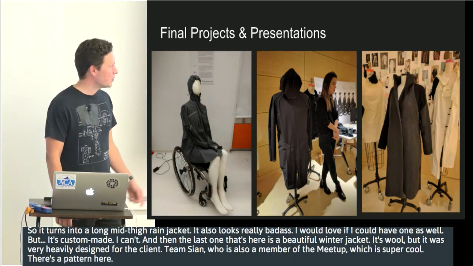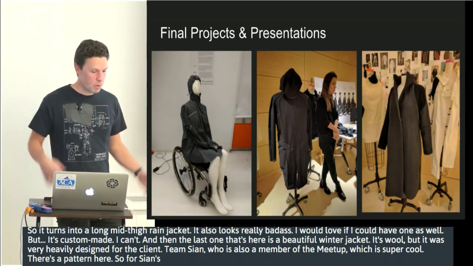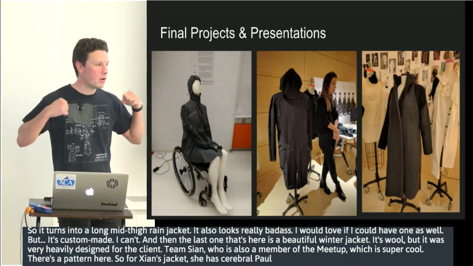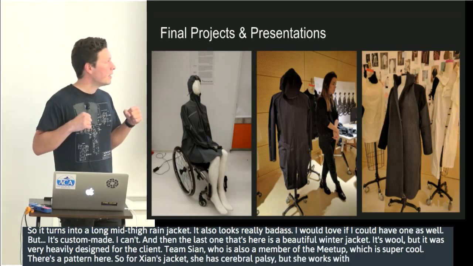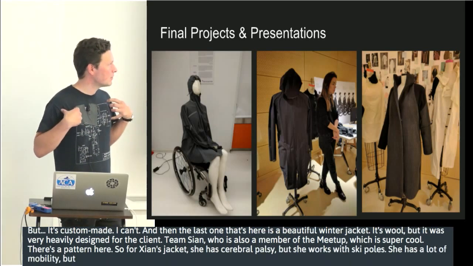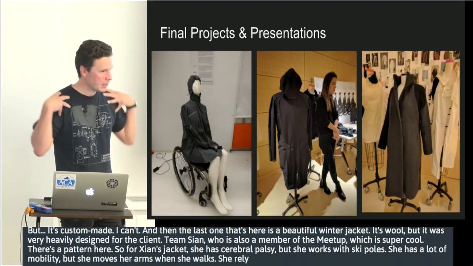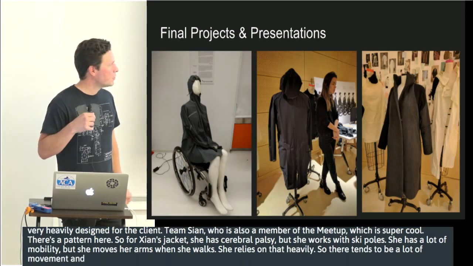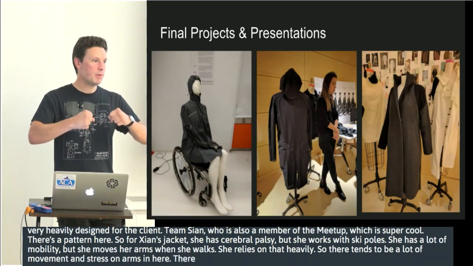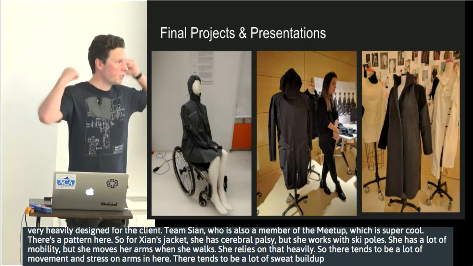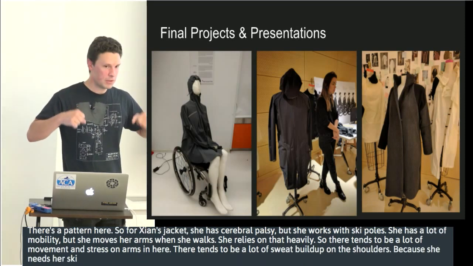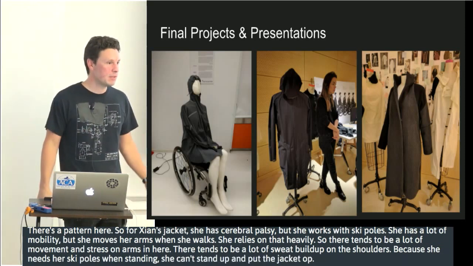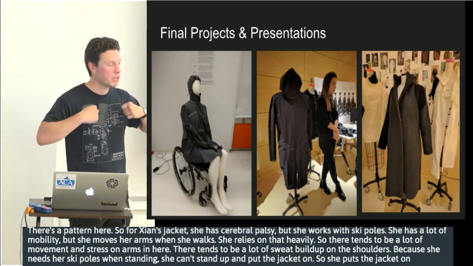So for Shawn's jacket, Shawn has cerebral palsy, but she walks with ski poles. So she has a lot of mobility, but she also moves her arms when she walks, and she relies on that heavily. And so there tends to be a lot of movement and stress on jackets up here. There tends to be more sweat buildup in the shoulders. She also, because she needs the ski poles when she's standing, can't stand up and put a jacket on, because she needs the support. So she puts the jacket on when she's sitting in a chair and then stands up, which with most jackets means that she tries to stand up and now she's tied to a chair.